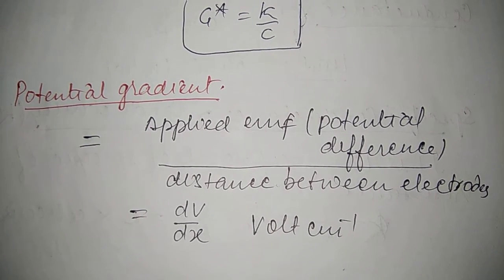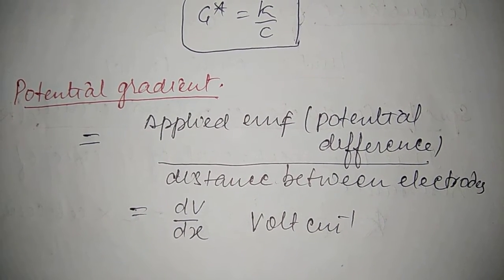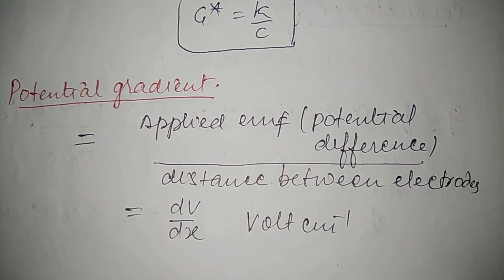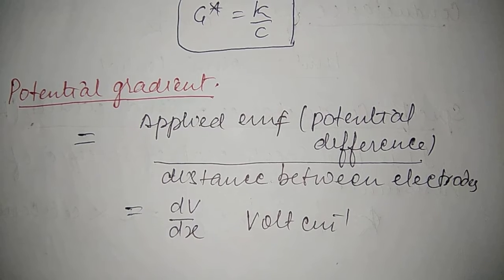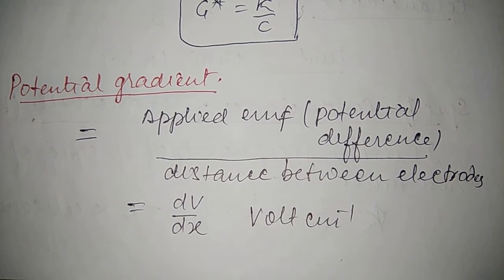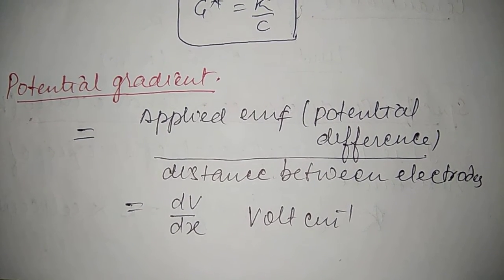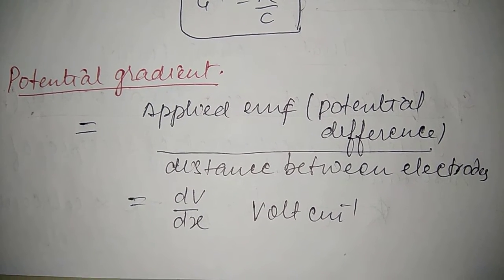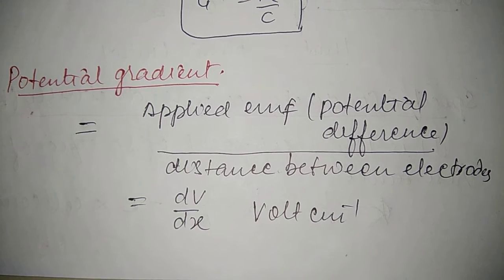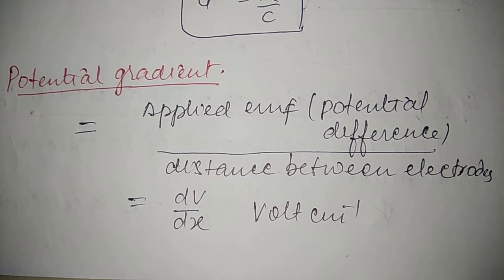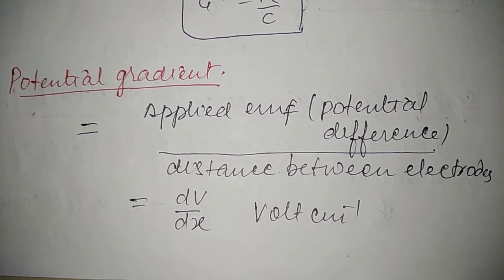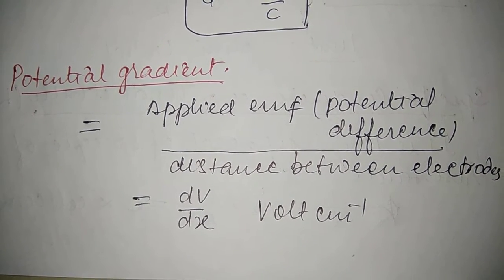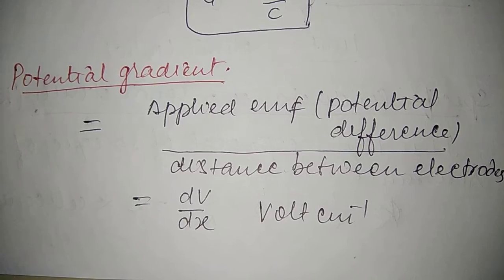Now after that, potential gradient means applied potential difference or EMF divided by the distance between the two electrodes. Potential gradient means how much the potential changes per unit distance; that is called potential gradient. The formula is applied EMF or potential difference upon distance between electrodes, that is delta V upon delta X, meaning volt per centimeter.